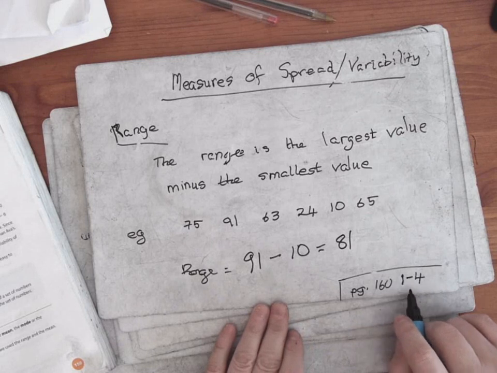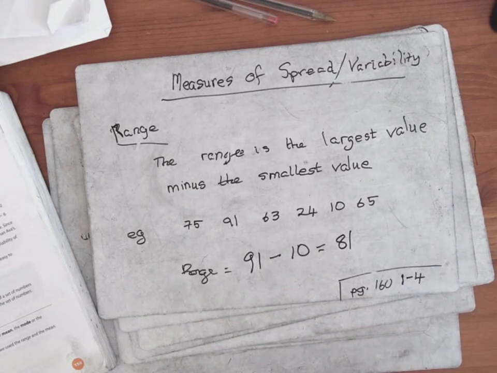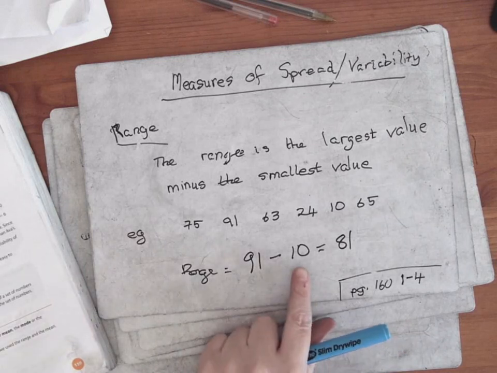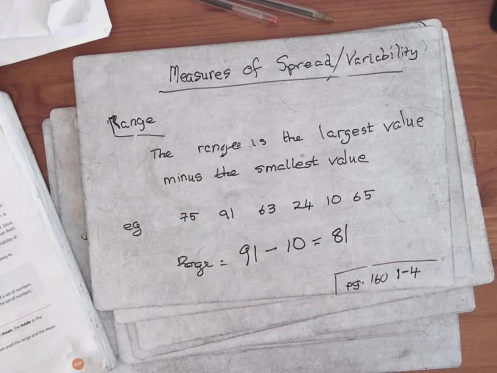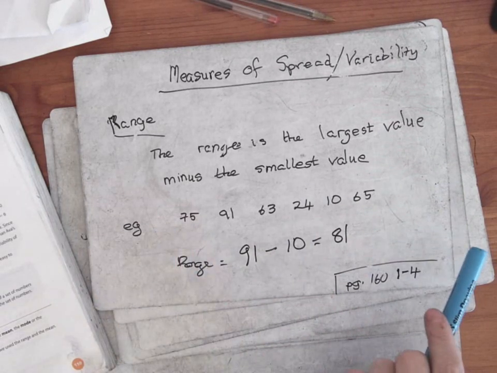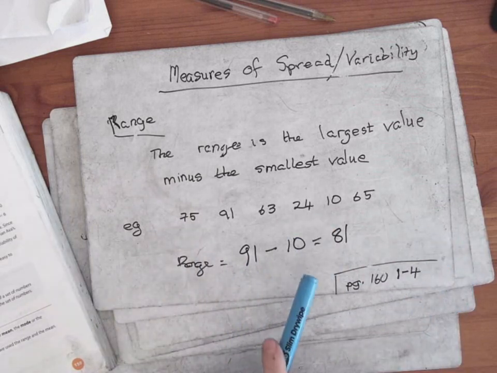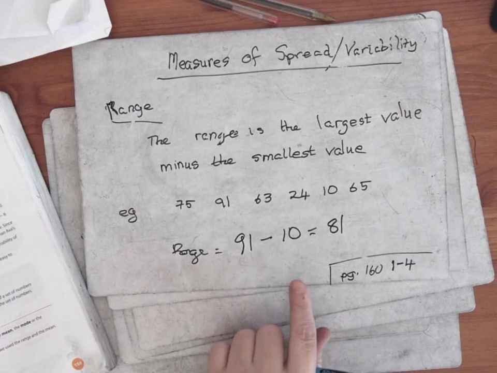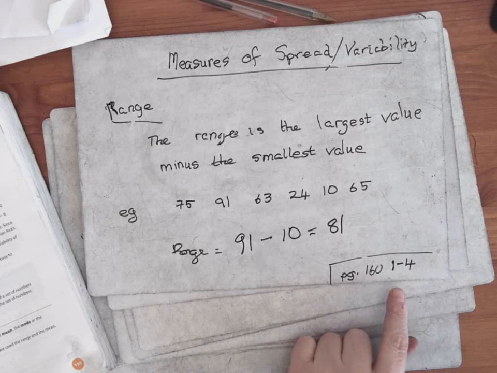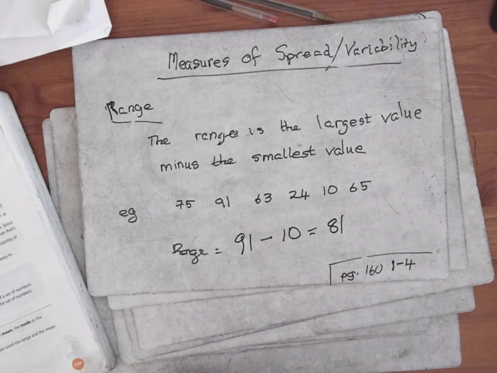Page 160, 1 to 4 is what I'm going to ask you to do. It's a really short class today, so when you have this down, I want you to head off and do page 160, 1 to 4. All you're doing is there's various lists. You just look along the list, find the biggest number, look along the list, find the smallest number, and subtract them, and that's your answer. That's how easy it is. So if you all head off when you've got this down and do page 160, 1 to 4, we're done. So a nice short class for a Friday.